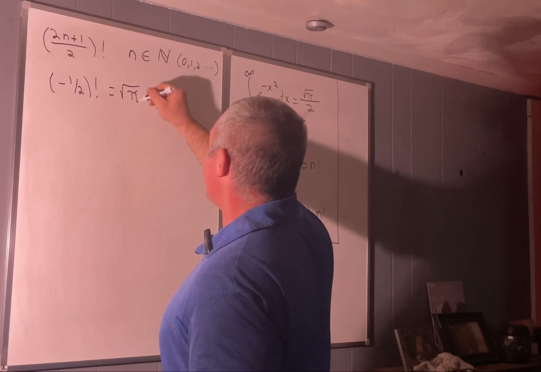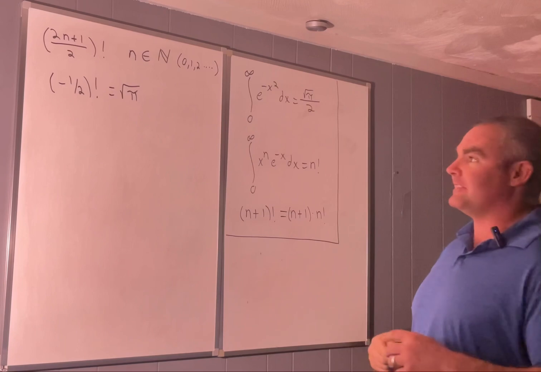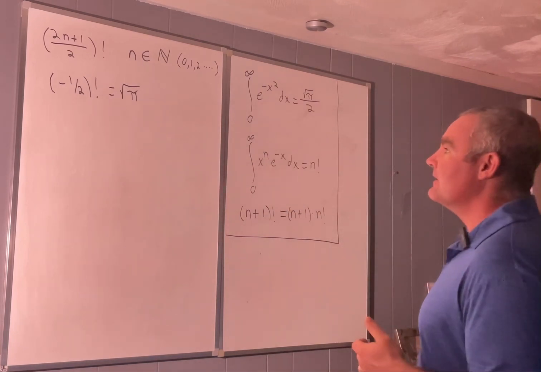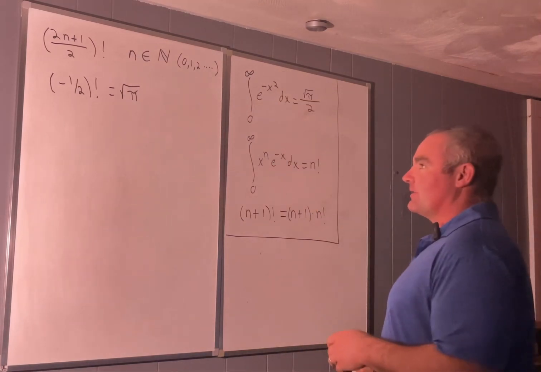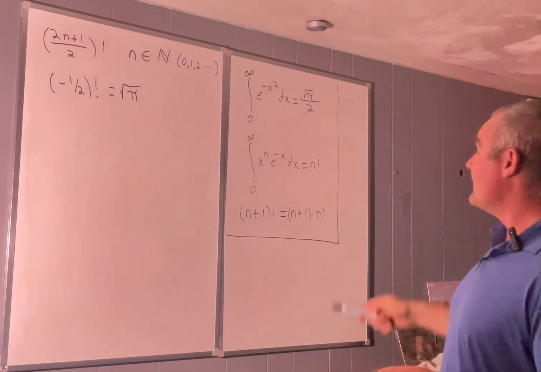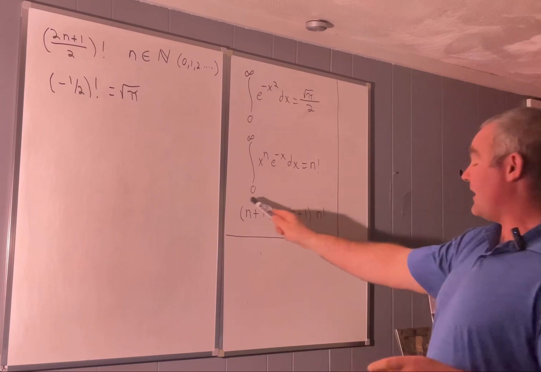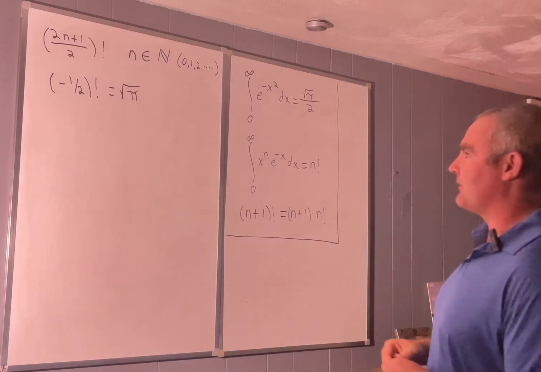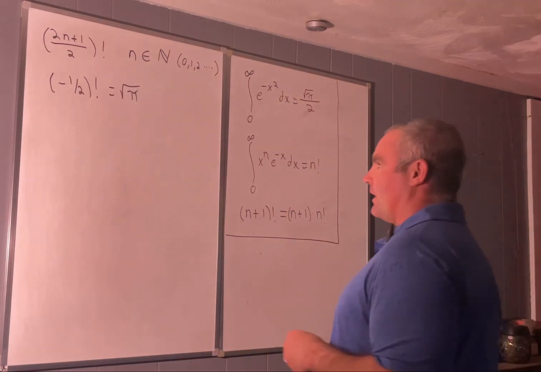And negative 1/2 factorial is the easiest non-integer or non-natural number factorial to derive because of this and this. So that's why I started with negative 1/2 factorial. And from there, we can use this fact about factorials to build a pattern. And I'll show you really quick. Let's set n plus 1 equal to 1/2.